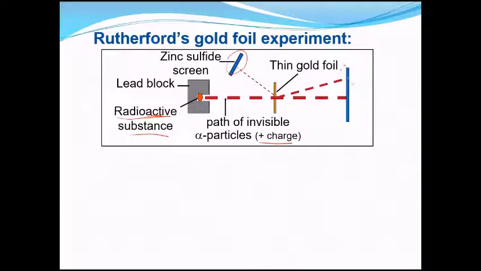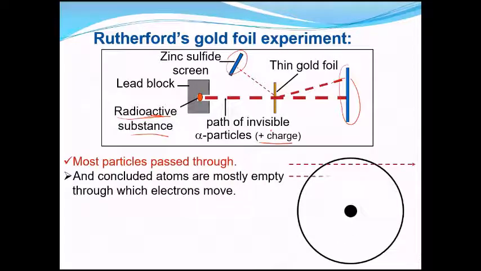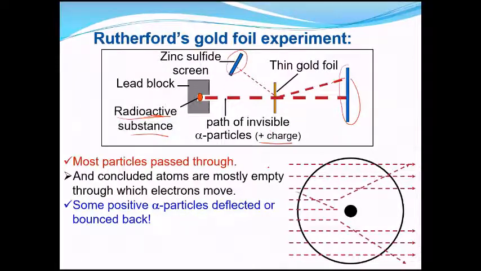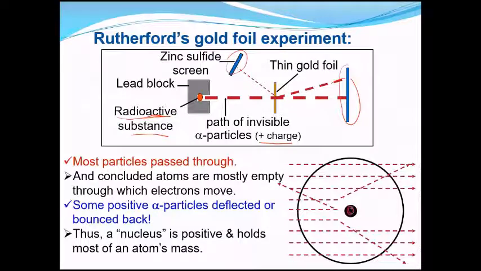And then he recorded the amount that bounced off. So the ones that went through to the original screen, but you can see some of them deflected, some of them bounced backwards. So most of the particles passed through, and he concluded from that the atom is mostly empty space. Then, the ones that deflected or bounced back, he determined that there must be some kind of positively charged dense nucleus there where the alpha particles would repel the positive nucleus because they're positive as well. Positive, repel each other. And that there's a dense, small positive center to these atoms.